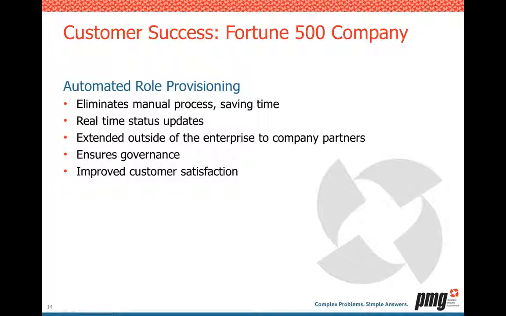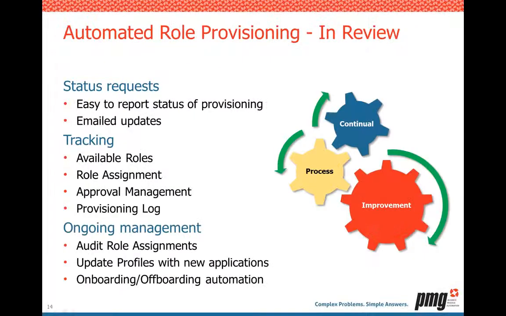In fact, it was so successful that they've extended it to outside vendors. A lot of business partners need access to some of the applications that the company provides, such as being able to order items from that company. And using the service catalog, it allows them to request that type of access. So they've seen improvement in customer satisfaction not only internally with their employees and their contractors, but also with the external vendors that they do their daily business with.